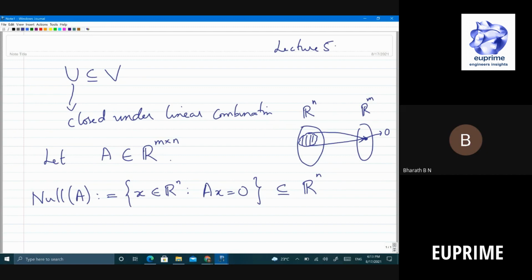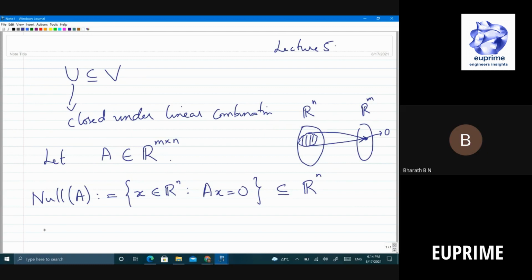So what can you say about this set? Definitely, if this set contains only the 0 vector, a singleton, then we can hope to invert A. Even if M equals N, you can hope to invert A. Otherwise, if this is not just a singleton and it contains a few other vectors also, then definitely A is not invertible. That is very clear. So what can you say about this null of A? It's also a vector space. In other words, null of A is a subspace of Rn.